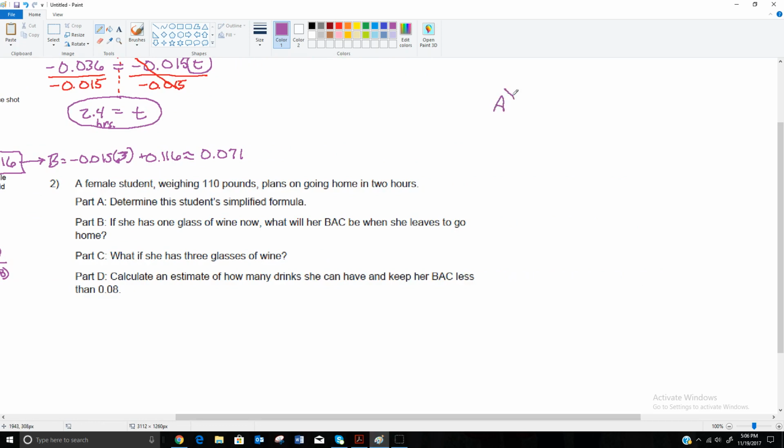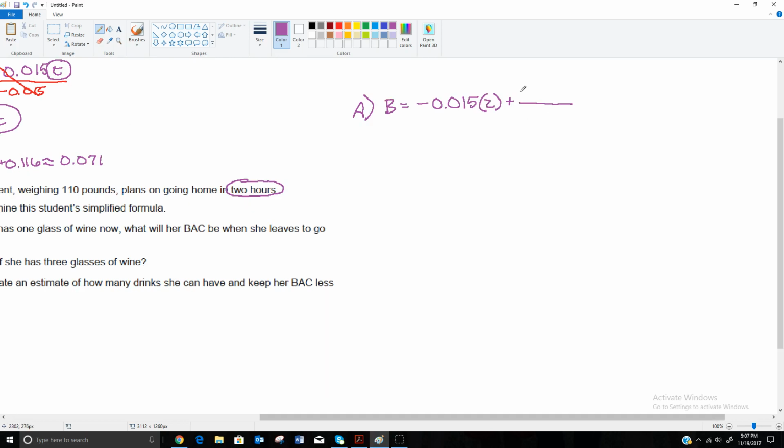So for her simplified formula, we would have that her blood alcohol content would equal negative 0.015. We know the t in this case, so this is a little bit different scenario. It's not the number of drinks that we know, it's the time. So we know her time is 2 hours. We also know this constant here is going to remain 2.84. We don't know the number of drinks. They haven't given us that. We know her weight is 110 pounds, and we know her gender constant, since she's a girl, is 0.55.